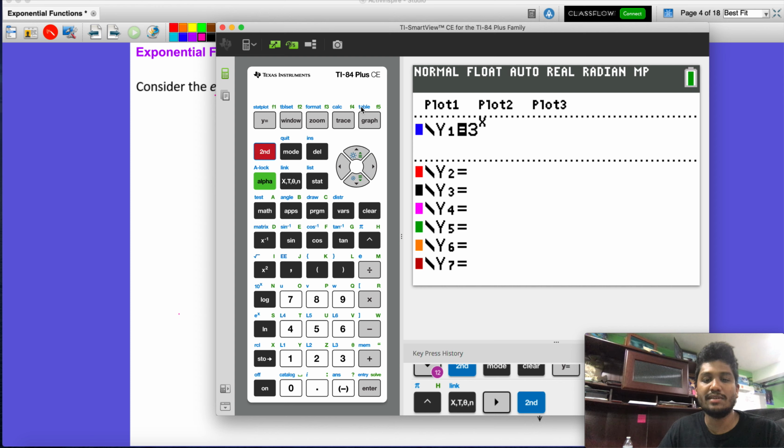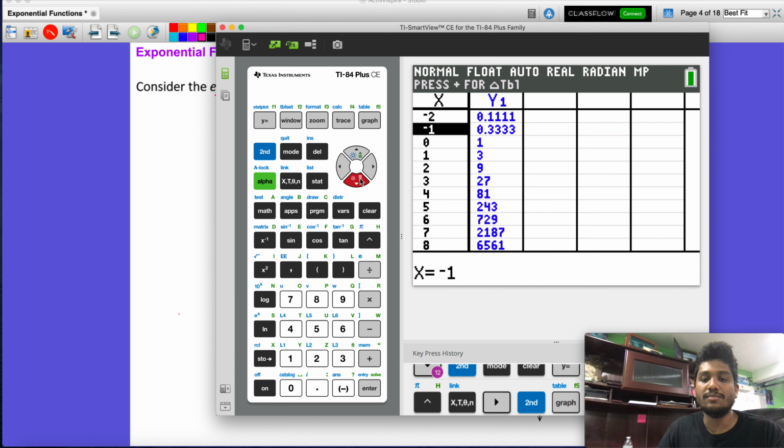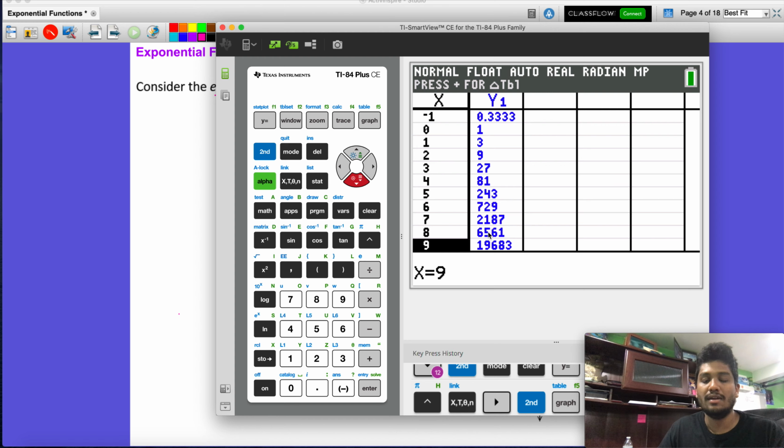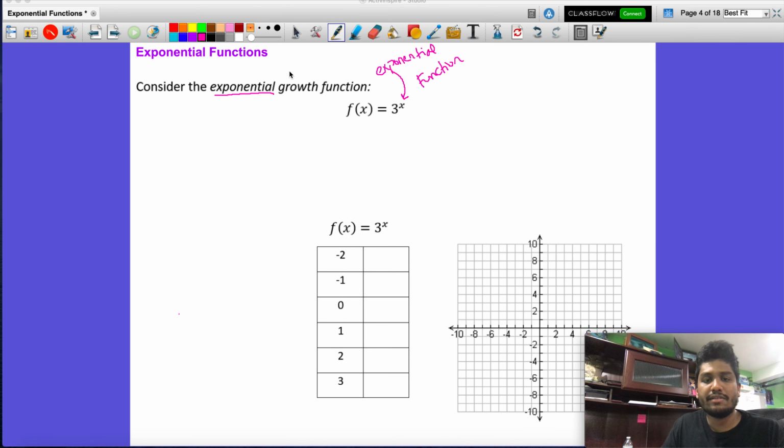Okay, the reason why is because table is in the color blue. So on your calculator, this button would be blue, and you'll see that it comes up with a table. Okay, so here are all of our inputs, our x's, and these will be our outputs. Now, if you don't have a calculator, that's perfectly fine. We can still do this on the side.